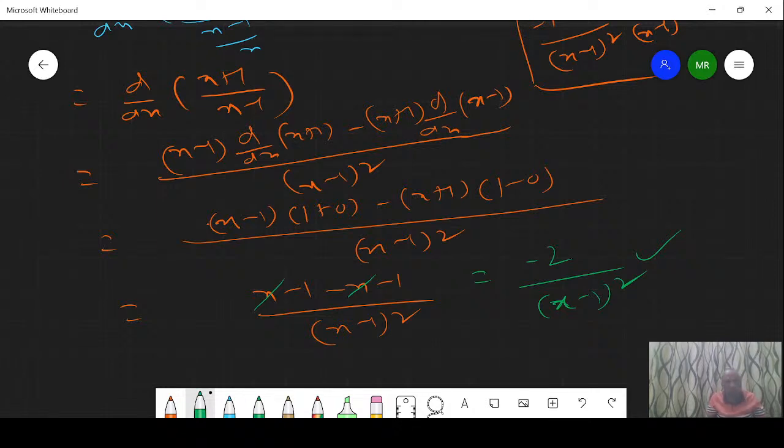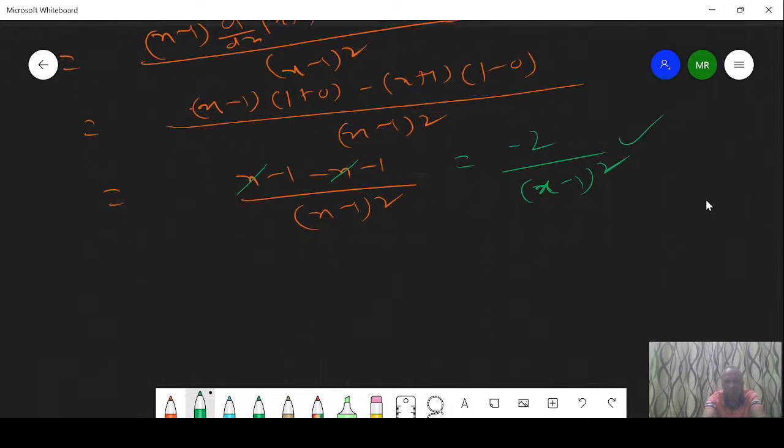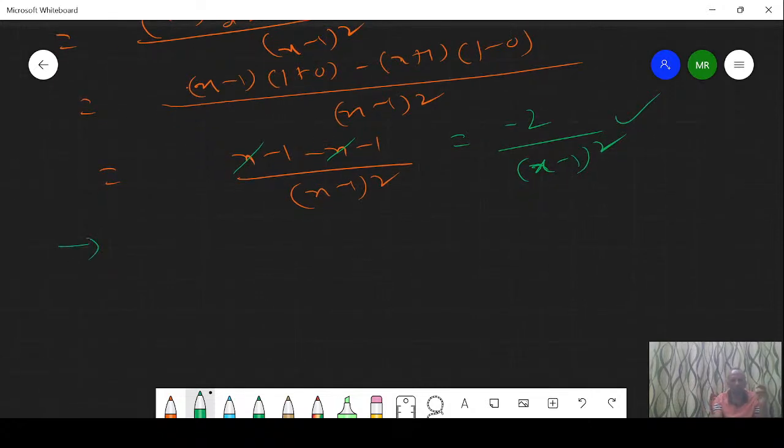Right. Now I'm going to do another one. Find the derivative of 1 by (ax square plus bx plus c), that means d by dx of 1 by (ax square plus bx plus c), where a, b, c are fixed non-zero constants. So again I can use quotient rule to solve this problem.